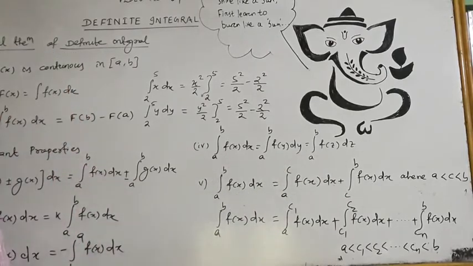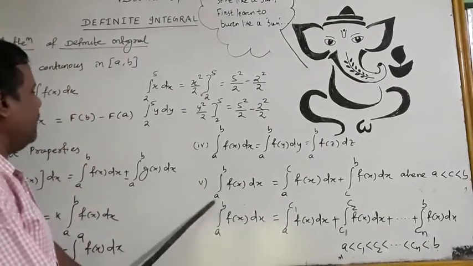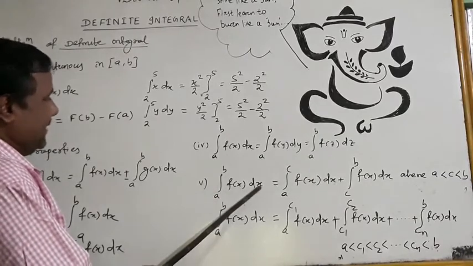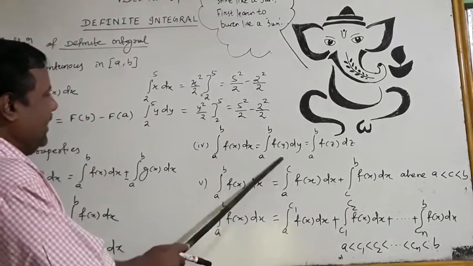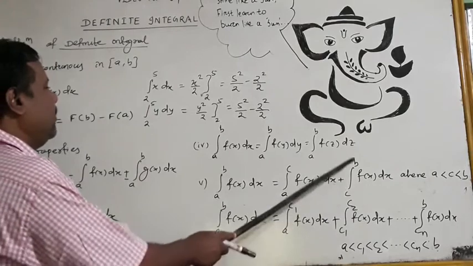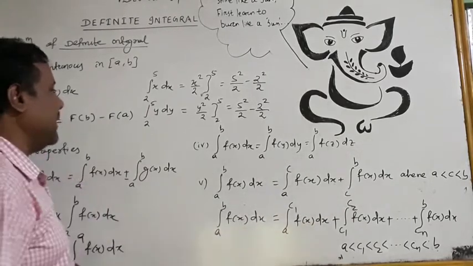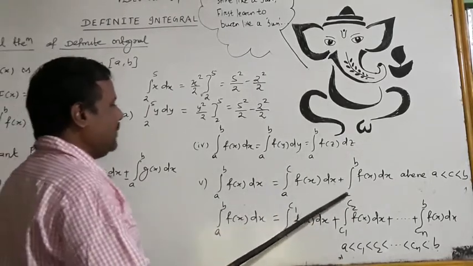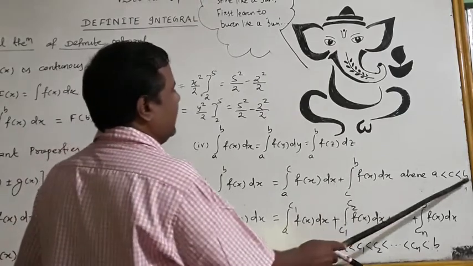Okay, now look here. The integral from a to b of f(x) dx equals the integral from a to c of f(x) dx plus the integral from c to b of f(x) dx. There is a very important point: c must be within a to b.